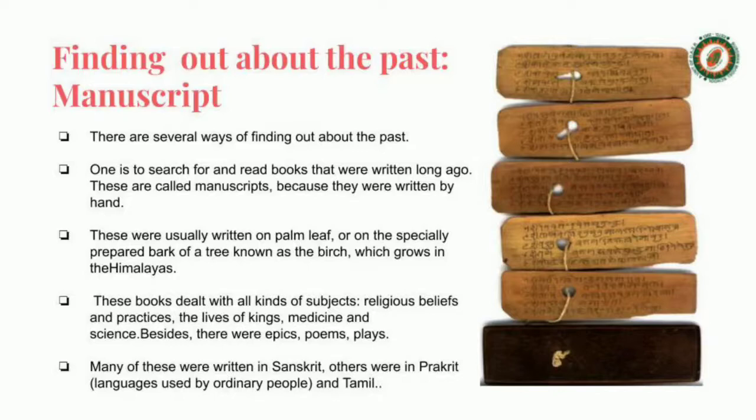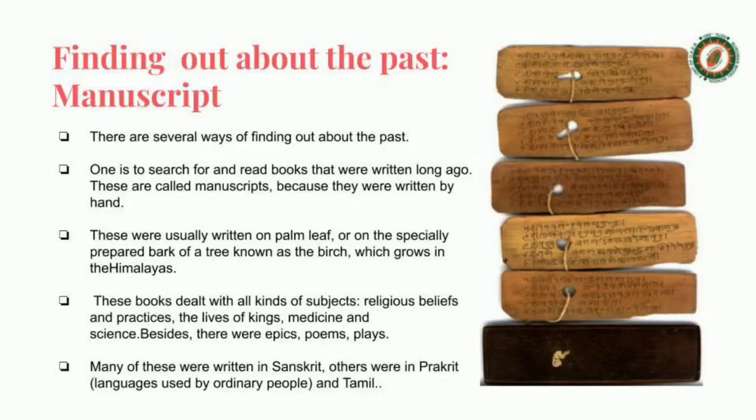The number one thing is manuscript. So what is a manuscript? There are several ways of finding out about the past, and one is to search for and read books that were written long ago. These are called manuscripts because they were written by hand, and these were usually written on palm leaf or on the specially prepared bark of a tree known as birch, which grows in the Himalayas. So manuscripts were mainly written on the surface of palm leaf and on the bark of the birch tree.